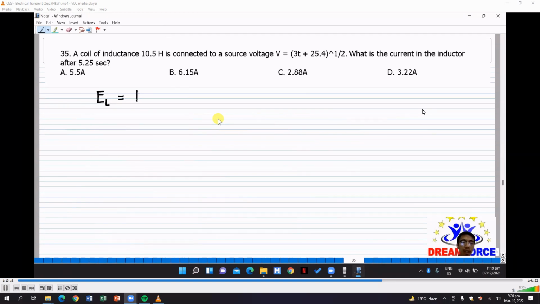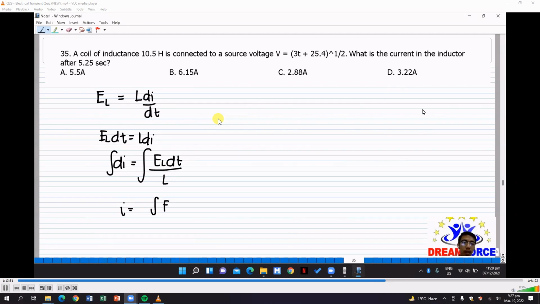Yung voltage ng inductor natin, dinefine natin kanina yan as L dI/dt. Since this is a coil of inductance only, so let's say this is a pure inductor. So pwede na. So E_L times dt, that is equal to L dI. So ang dI natin, that is equal to E_L dt over L. So integrating both sides, yung L natin dyan is constant. So ang dI natin or yung I natin magiging integral of E_L dt over L.